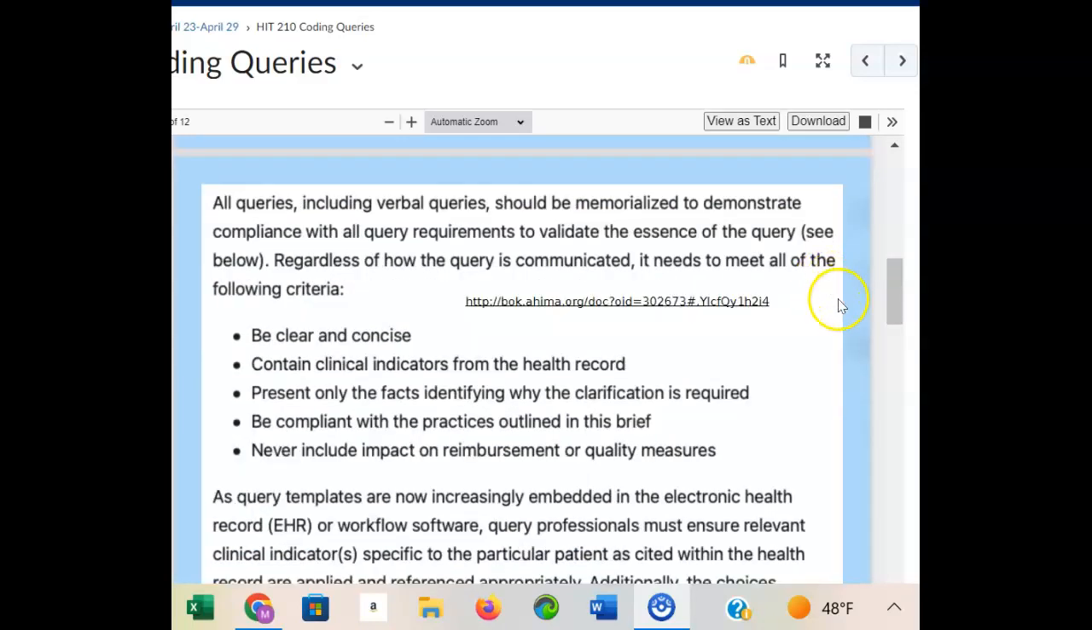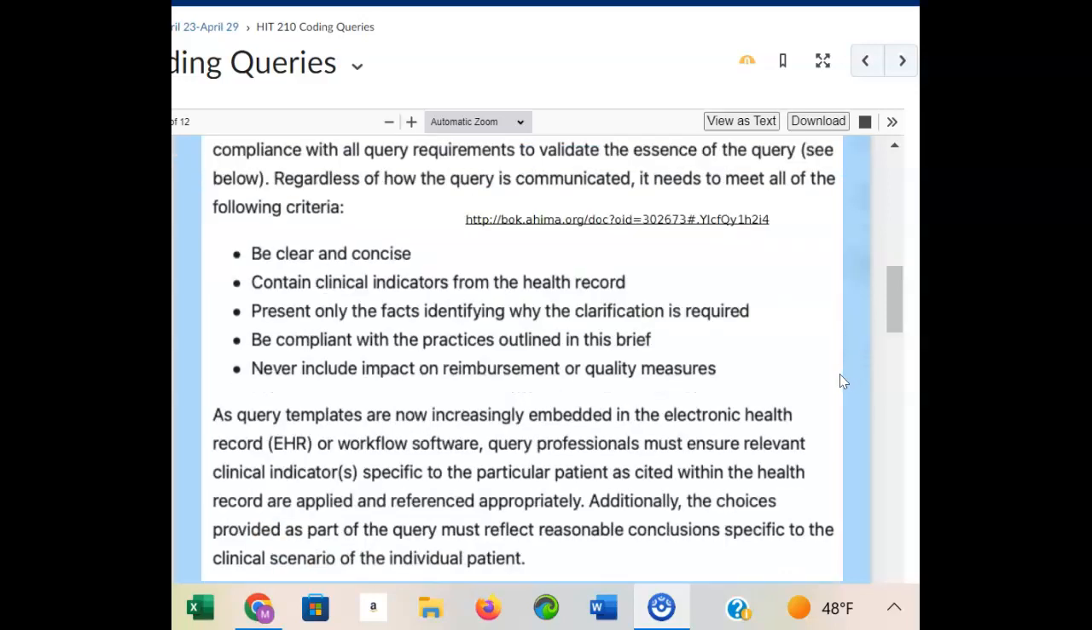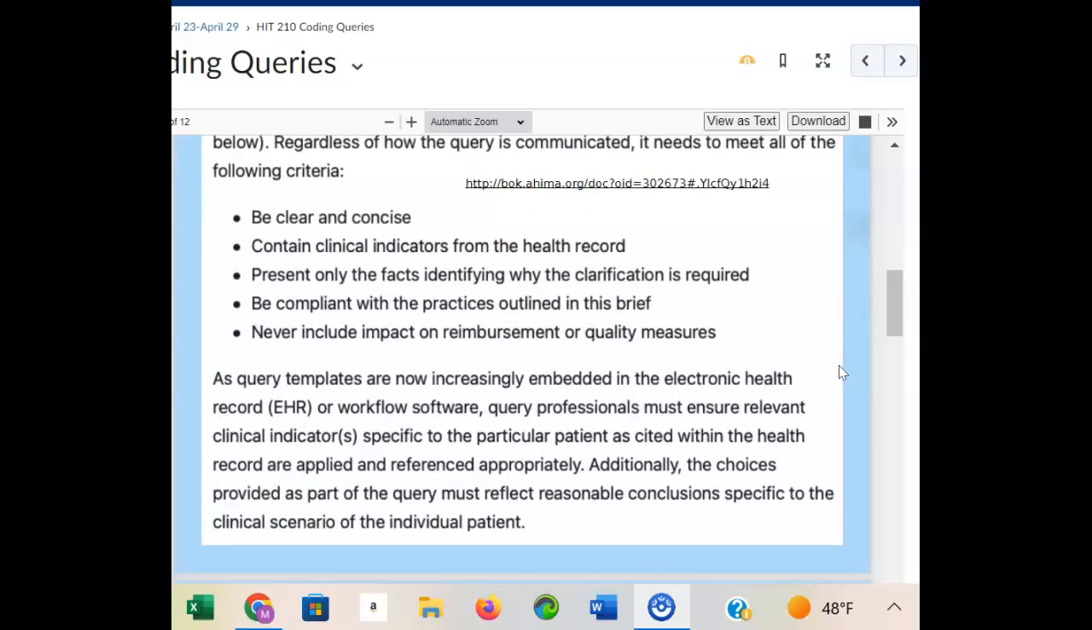When we talk about a query, you're not just going to go up and ask the physician. You want to do a formal query. You want to be clear and concise, contain clinical indicators from the health record, and present only the facts. You don't want to bog them down with all this information, and be compliant with the practices outlined in the brief. Never say if you would code this, you're going to get more reimbursement or more money back.